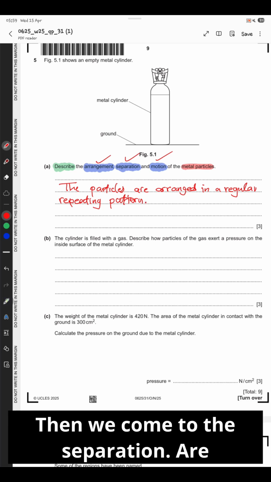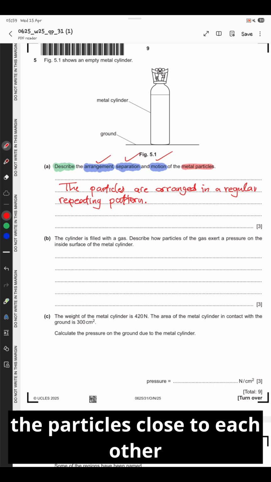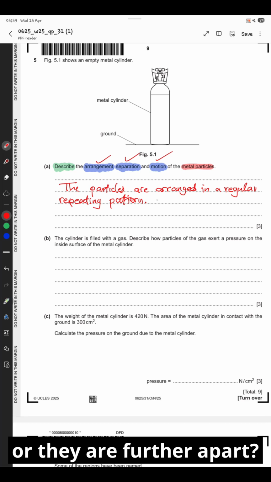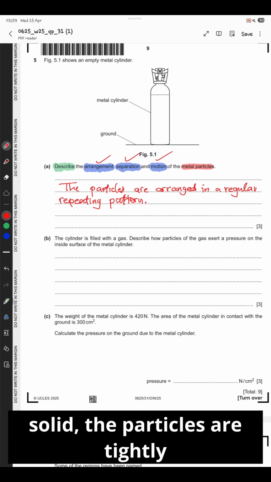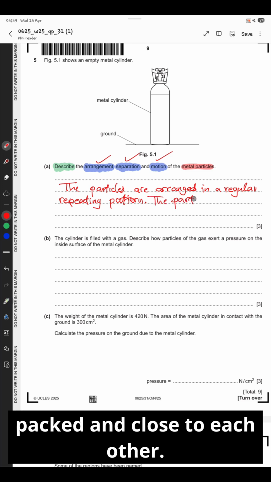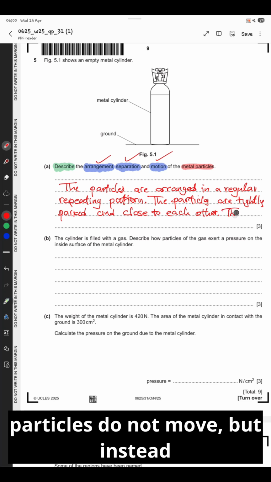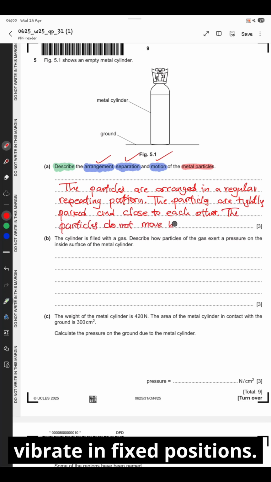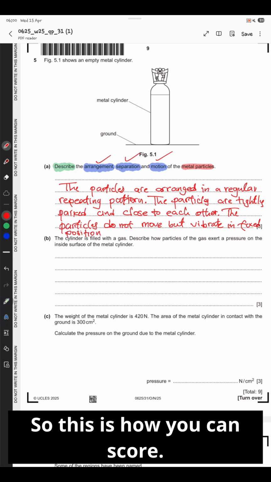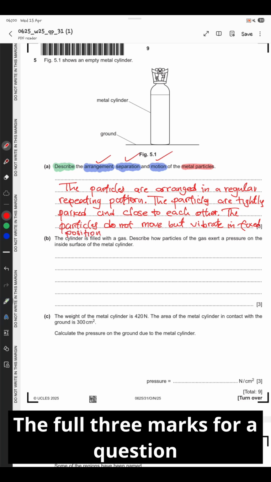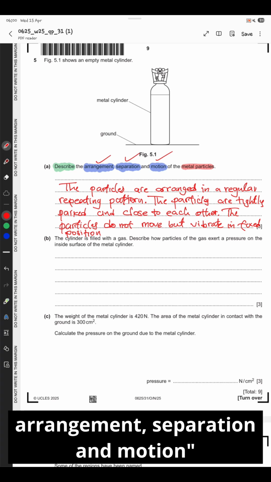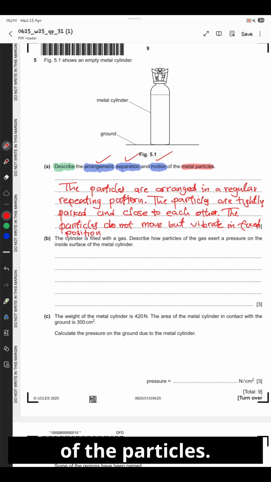Then we come to the separation. Are the particles close to each other or are they further apart? Since metal is solid, the particles are tightly packed and close to each other. And then for the motion, the particles do not move, but instead vibrate in fixed positions. So this is how you can score the full 3 marks for a question that says describe the arrangement, separation, and motion of the particles.